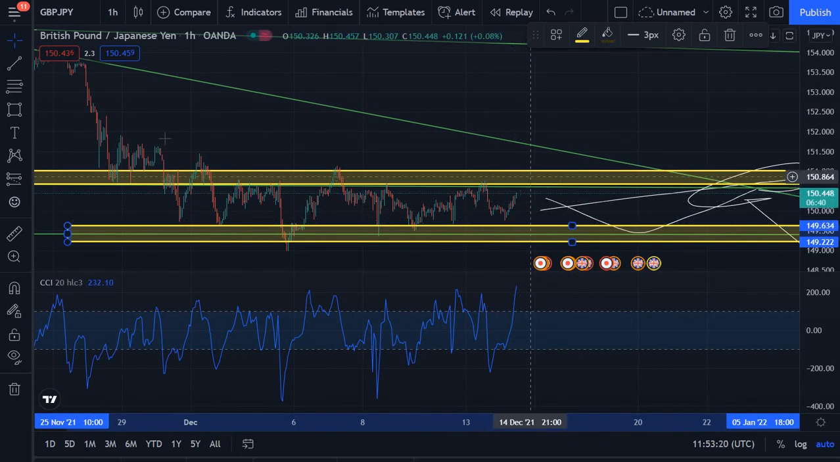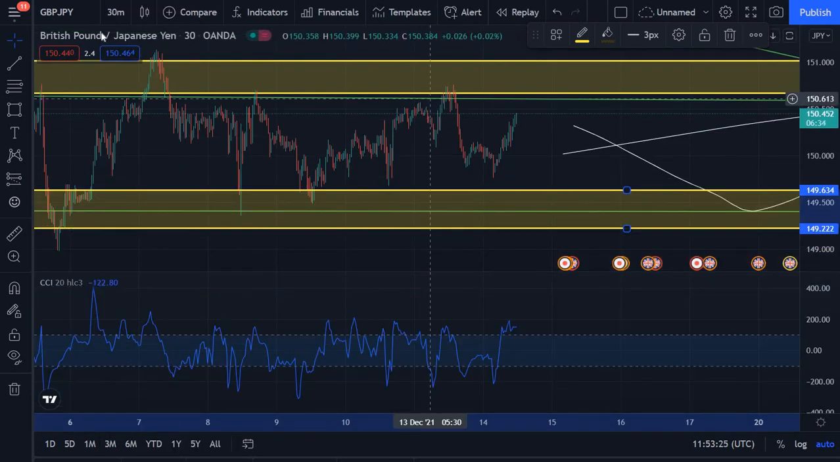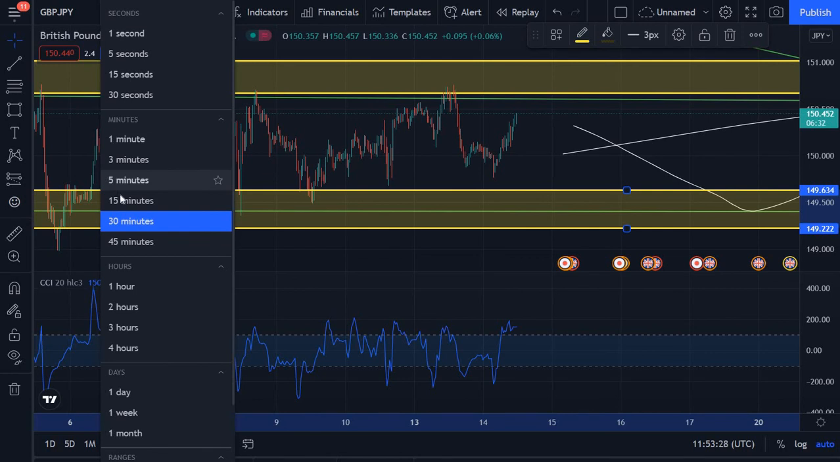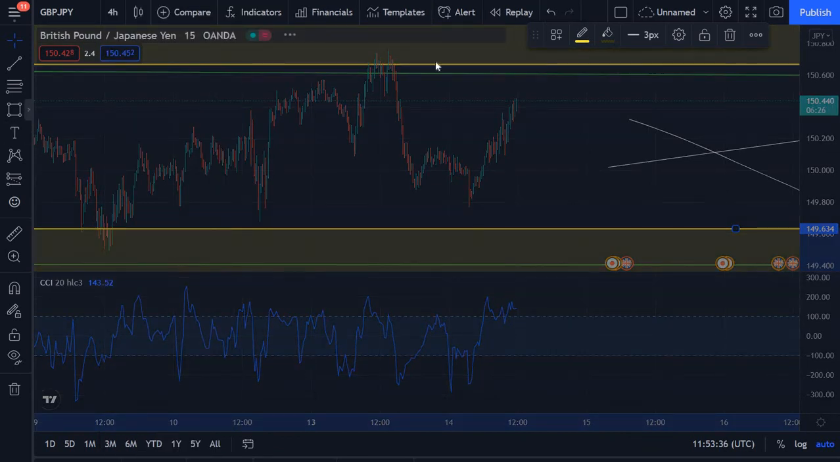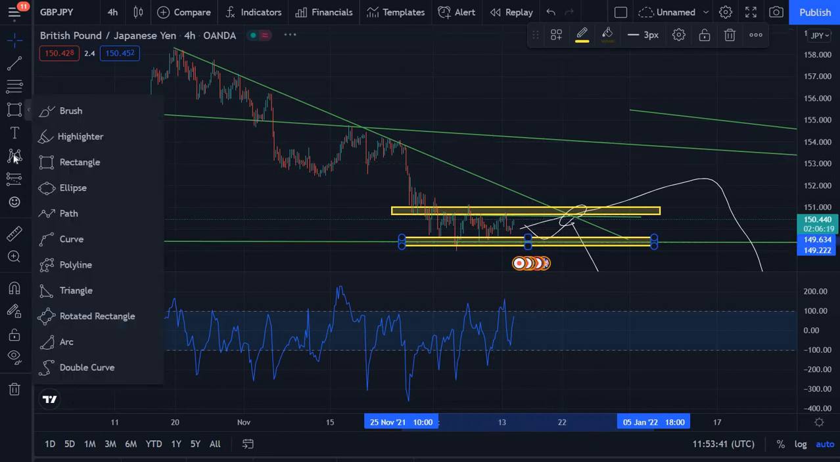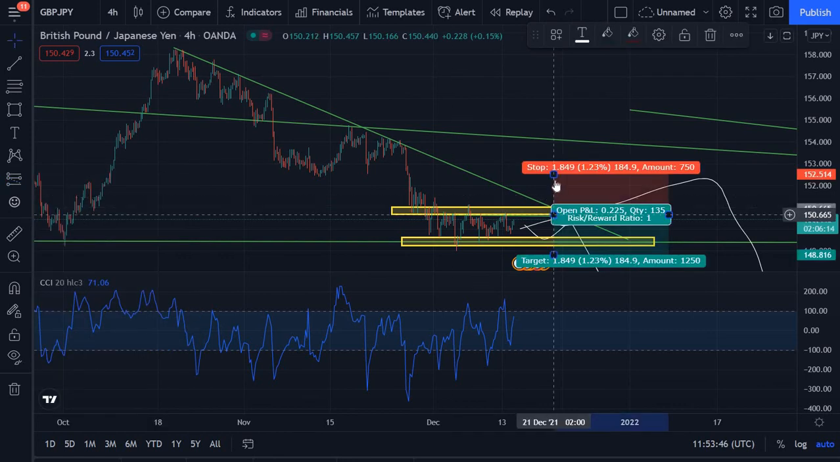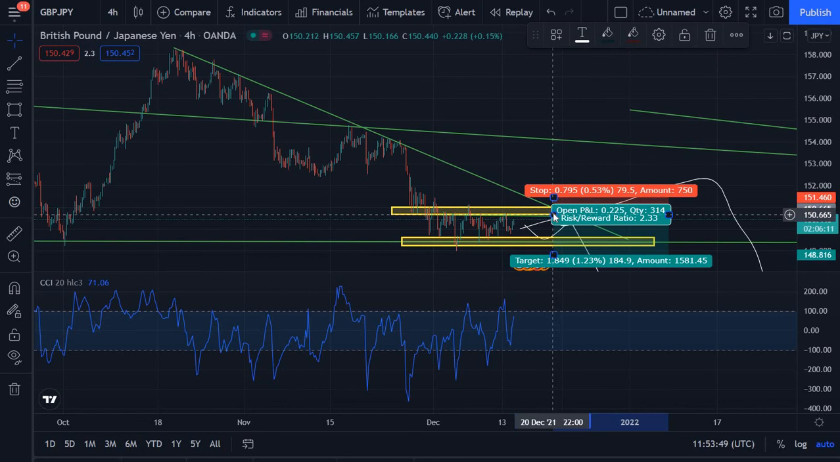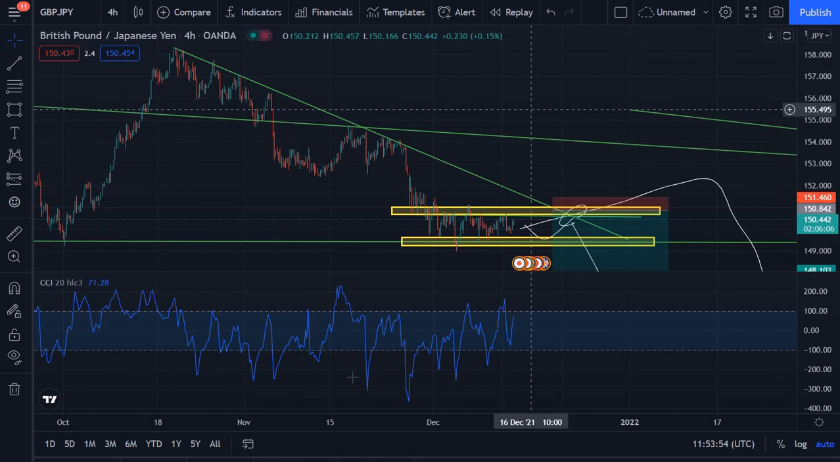On the 1 hour chart, it looks like we will reach this zone here somewhere around. 30-minute chart, kind of the same, 15-minute chart. So for now it could work out to sell the highs and buy the lows, but the initial trade would be around here, somewhere along the trend line here, and then short the market down. So this was the analysis for today.